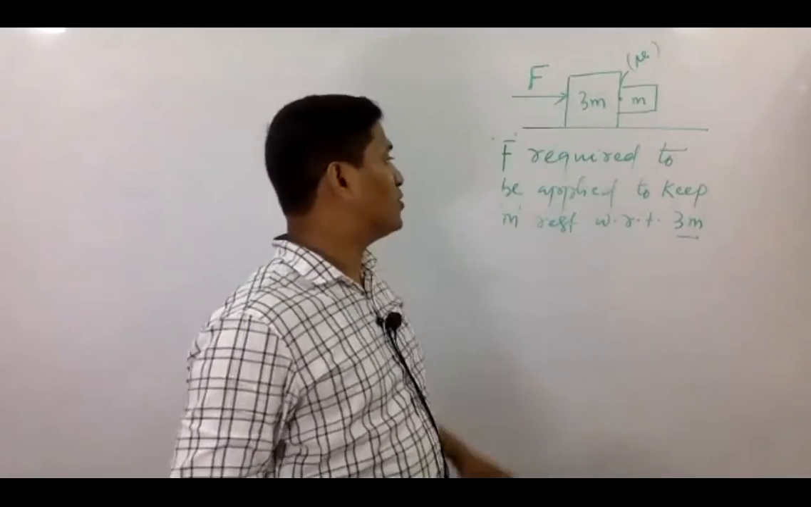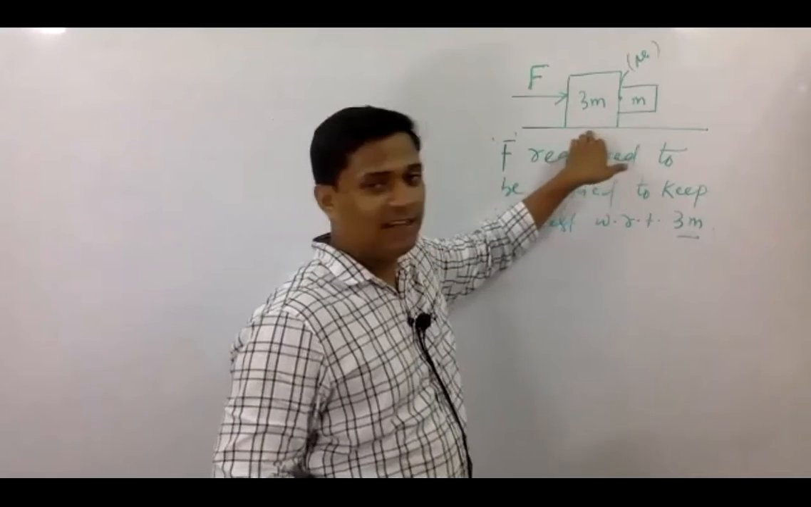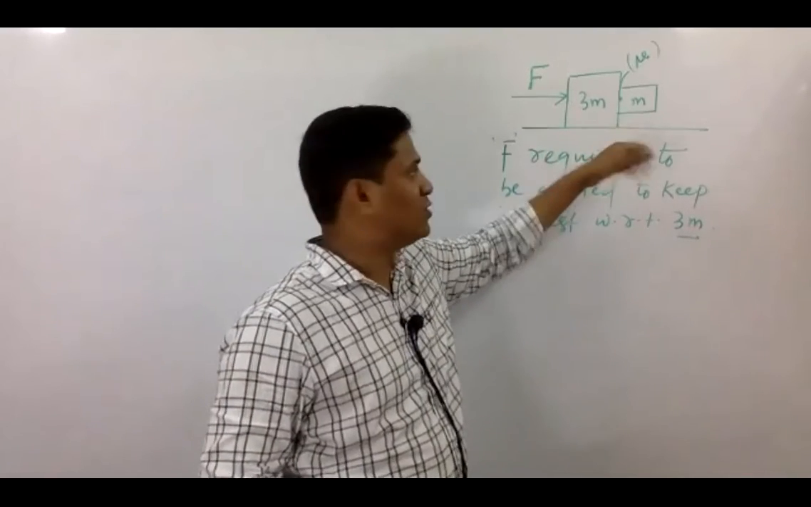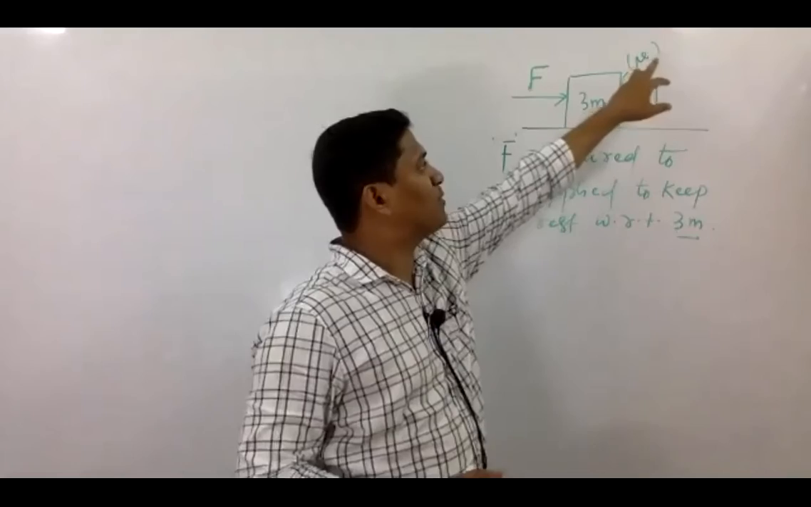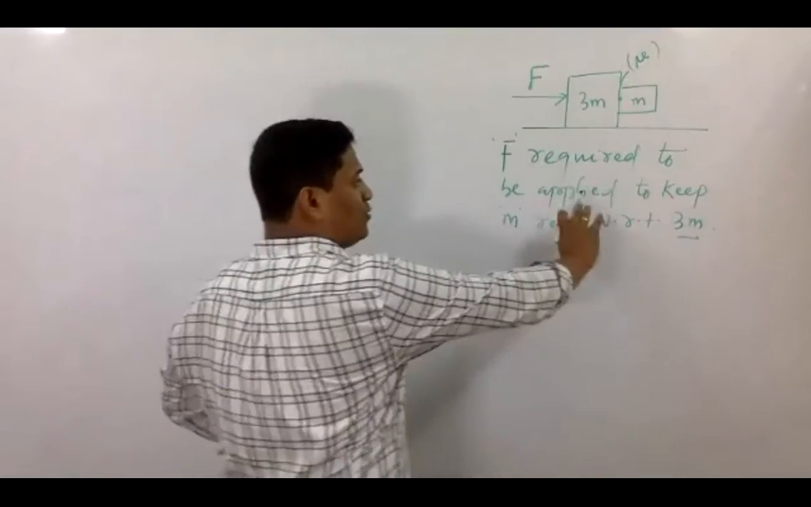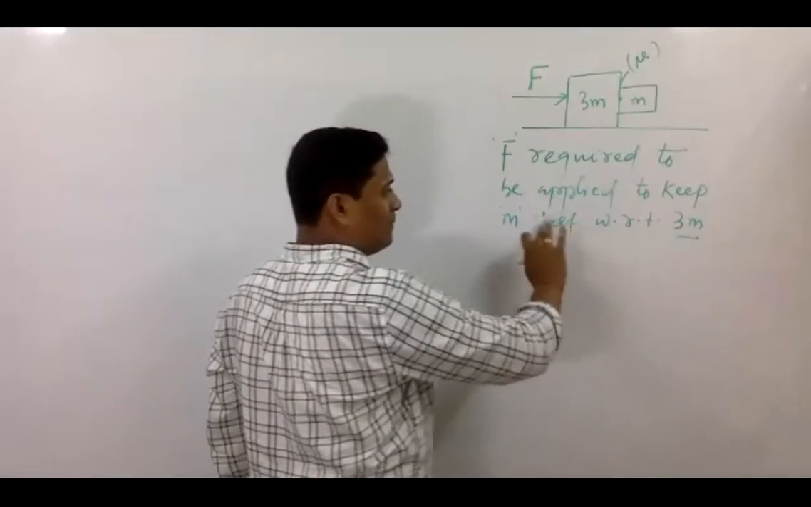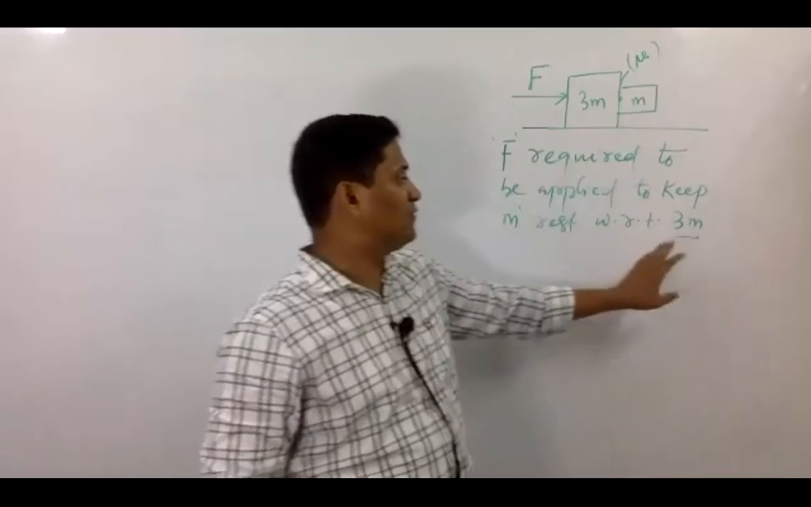So it is asked in the question कि मैं F कितना अप्लाई करूं, और यहाँ पर कुछ फ्रिक्शन नहीं है, 3m और ग्राउंड के बीच में कुछ फ्रिक्शन नहीं है, मान के चलो. तो ये 3m और m के बीच में कोएफिशिएंट ऑफ फ्रिक्शन है, तो इसीलिए कोएफिशिएंट ऑफ फ्रिक्शन म्यू दिया हुआ है. तो F रिक्वायर्ड टू बी अप्लाइड, मैं यहाँ पर F कितना अप्लाई करूं सो दैट द मास m टू कीप द मास m रेस्ट विद रिस्पेक्ट टू 3m.